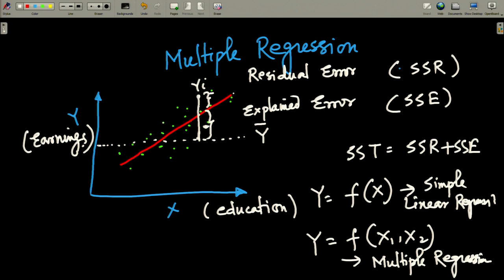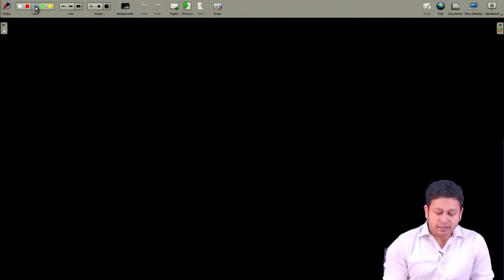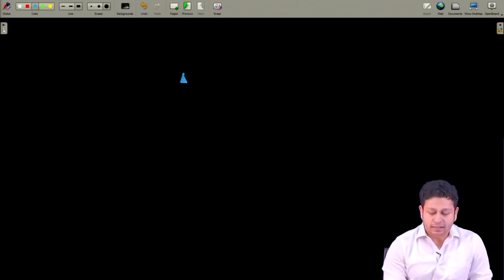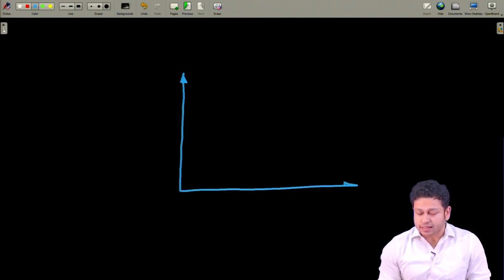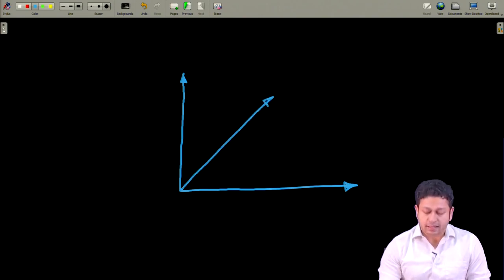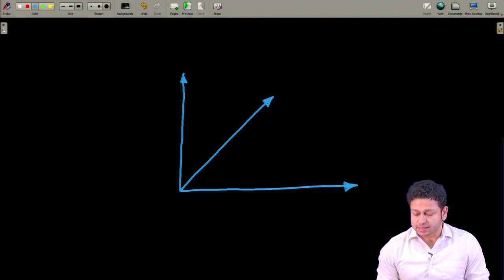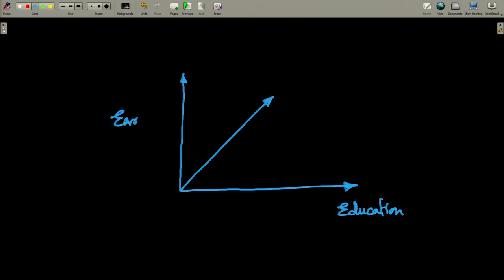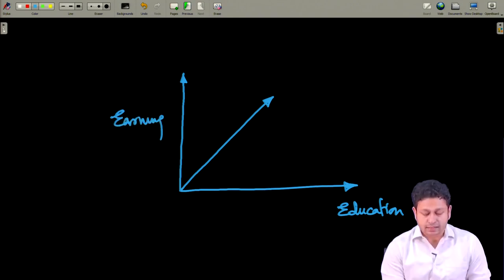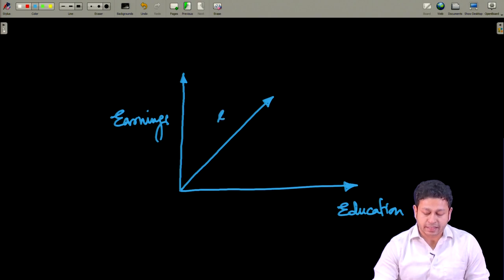Now we'll try to explain graphically how a multiple regression is different from the simple linear regression. So let's go back to the same example, education and earnings, but here I am going to add another line, and that is for my experience. So let's say I have drawn another line, that is experience. So this is my education, this is my earnings, and this is my, say, experience.